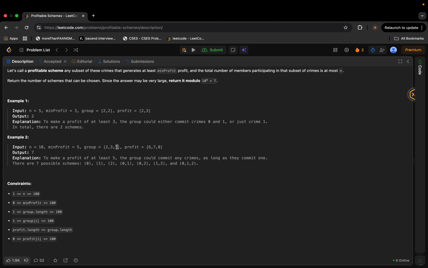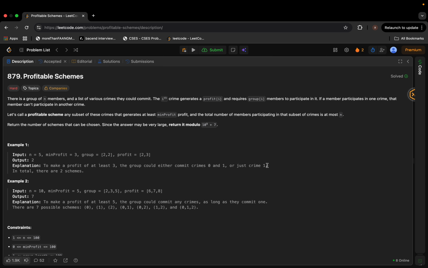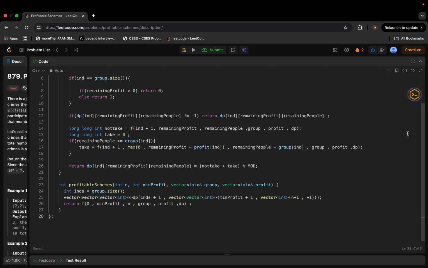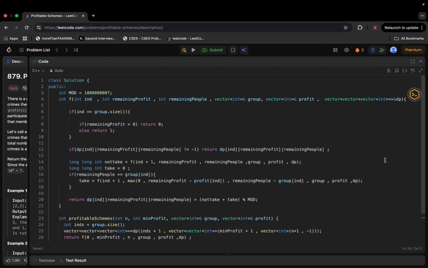Similarly, you can have this. Here also they have provided to make a profit of at least 5, and the group can only be of size 10 maximum. So we can take the possible schemes they have provided. It is a classic 0/1 knapsack, you can say, with take or not take conditions that we have to write. One thing I'll let you know is what I missed in writing the solution.